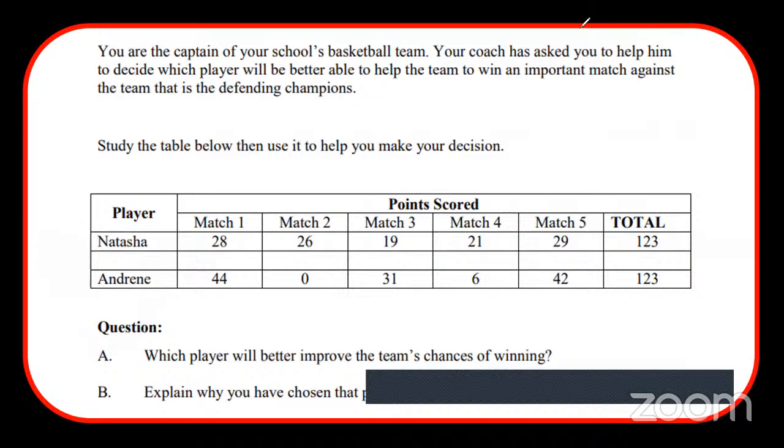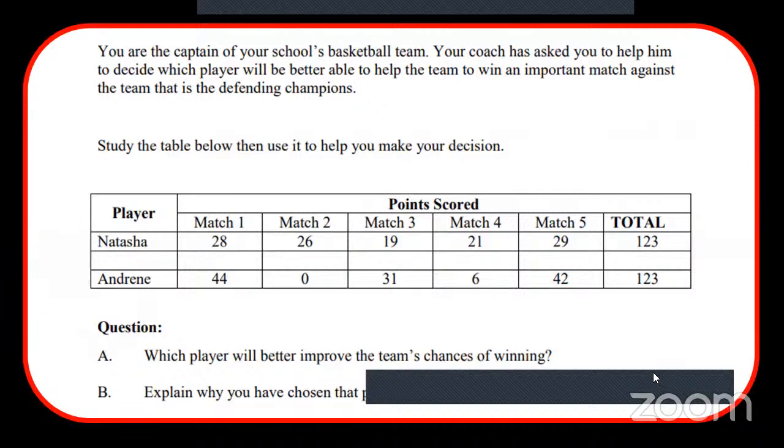Match 2, Natasha scored 26, Andreen scored 0. Match 3, Natasha scored 19, Andreen scored 31. Match 4, Natasha scored 21 and Andreen scored 6. Match 5, Natasha scored 29 and Andreen scored 42. But in total, they all scored the same amount of goals.